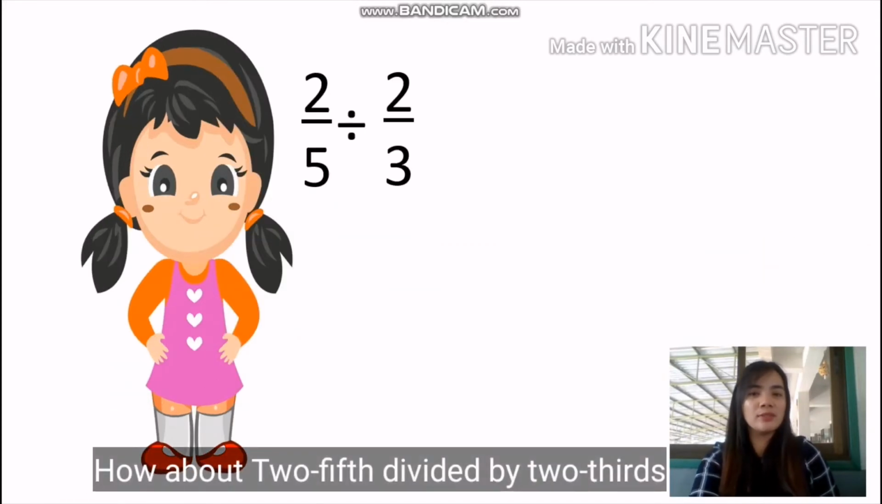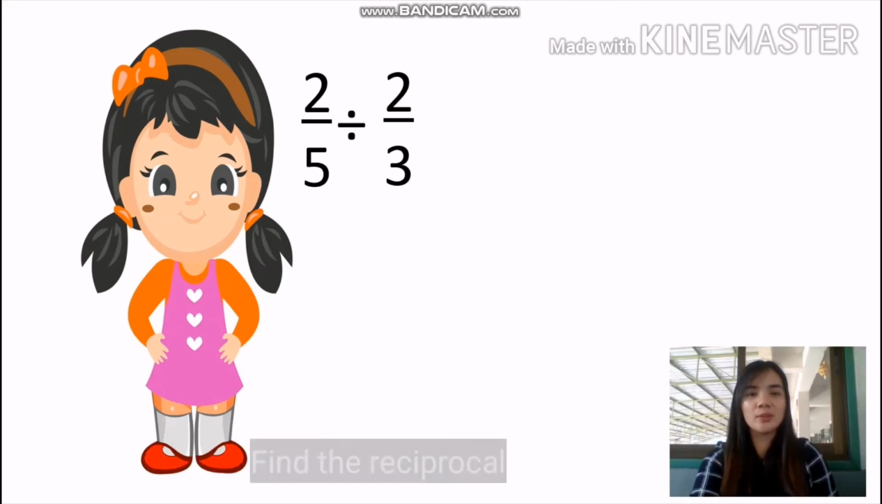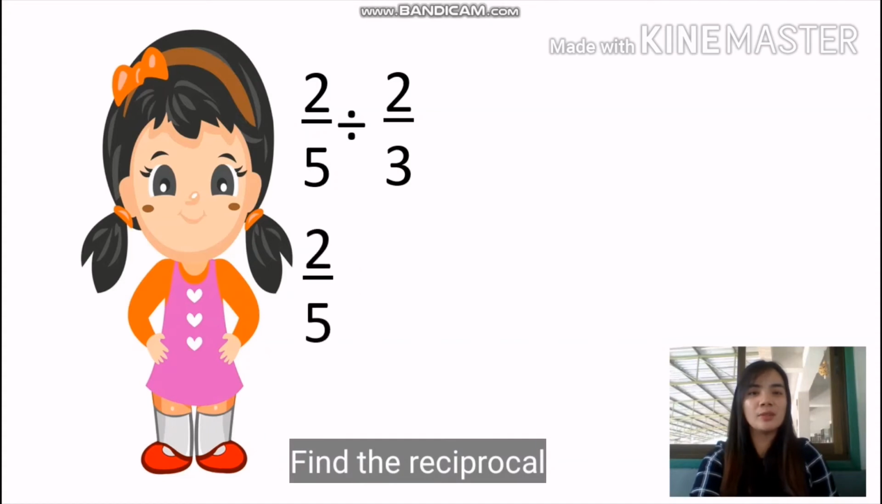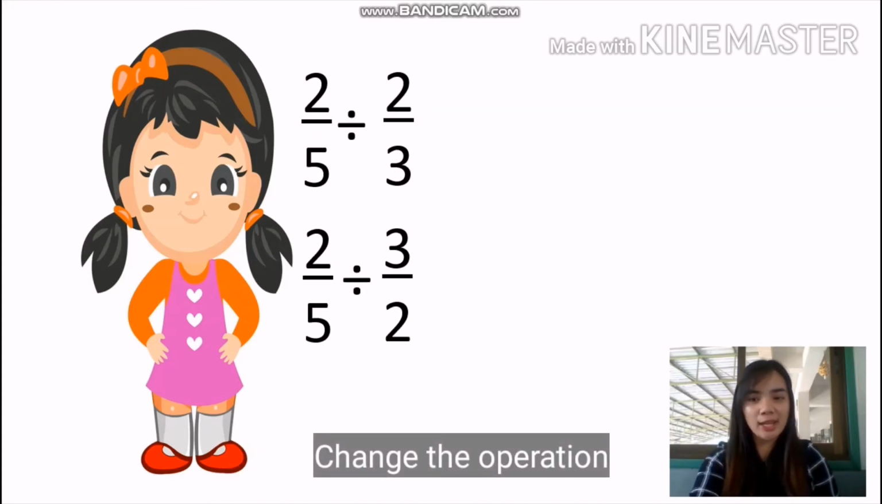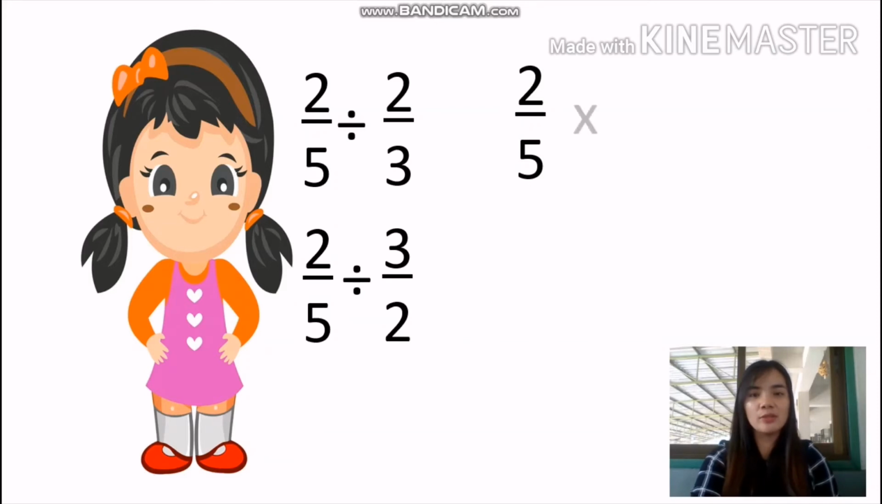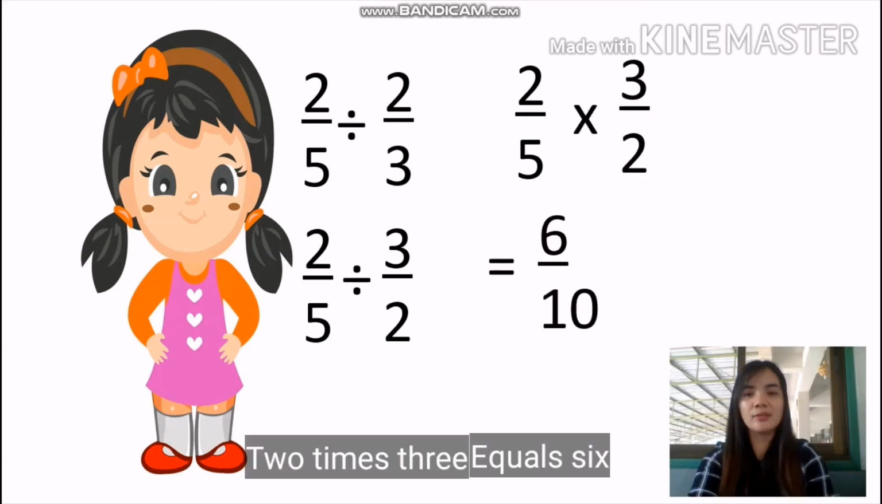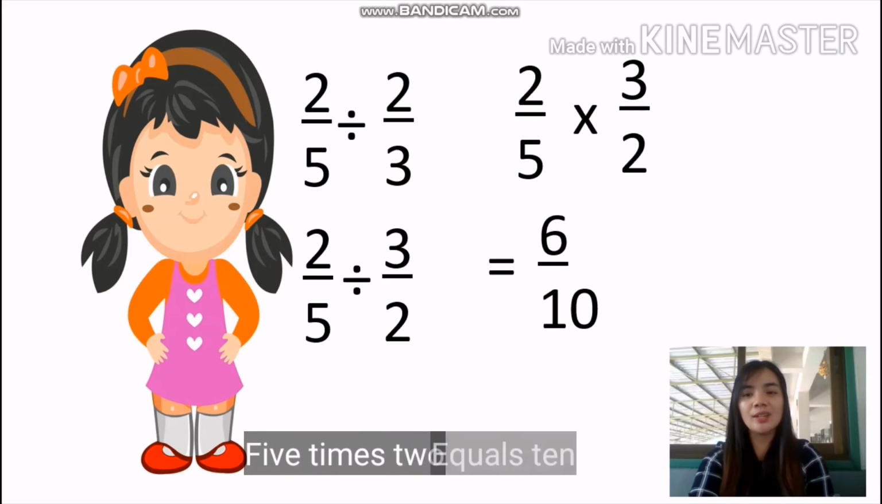How about 2/5 divided by 3/2? We're going to find our reciprocal. 2/5 divided by 3 all over 2. Then we change our mathematical operation. So 2/5 times 3 all over 2. Now multiply our numerators. So 2 times 3, that is equal to 6. Then 5 times 2, that is equal to 10.